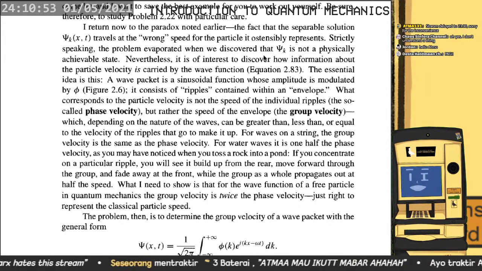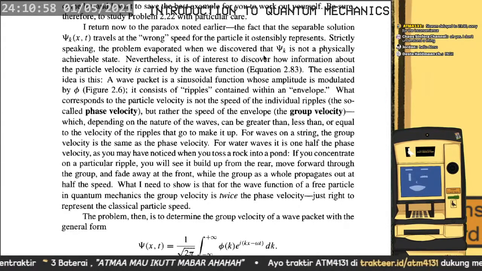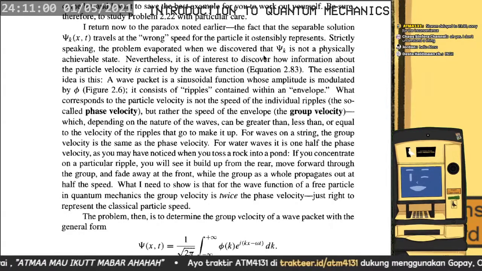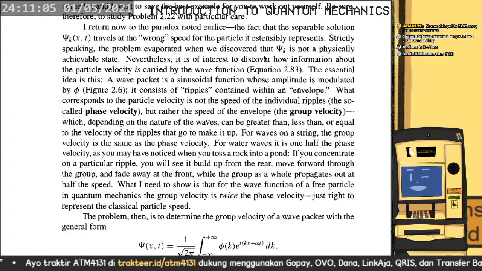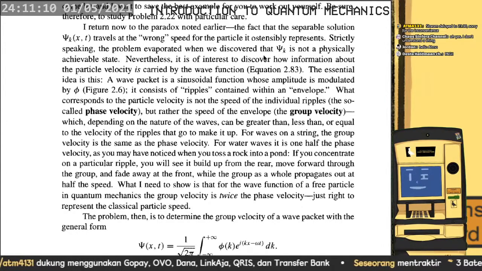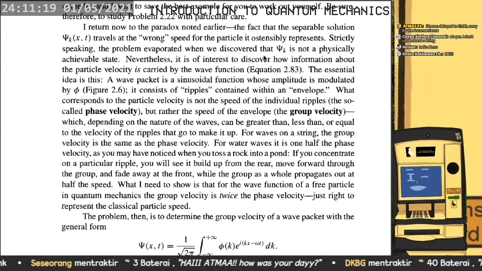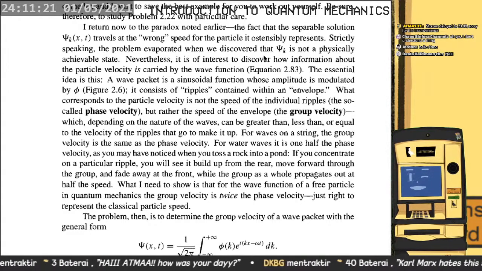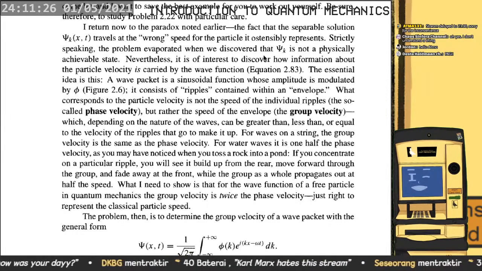Which, depending on the nature of the waves, can be greater than, less than, or equal to the velocity of the ripples that go to make it up. For waves on a string, the group velocity is the same as the phase velocity. For water waves, it is 1/2 the phase velocity. You may have noticed when you toss a rock in a pond, if you concentrate on a particular ripple, you will see it build up from the rear, move forward through the group, and fade away on the front, while the group as a whole propagates out at half the speed.